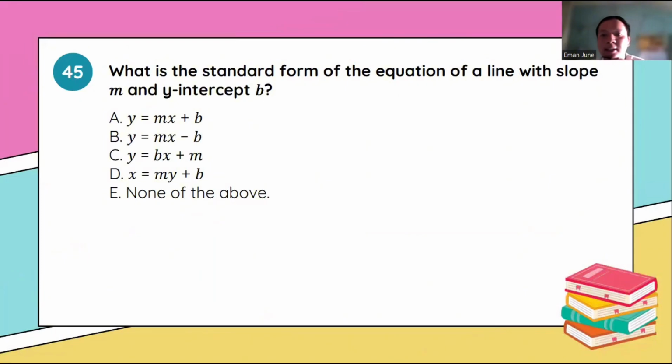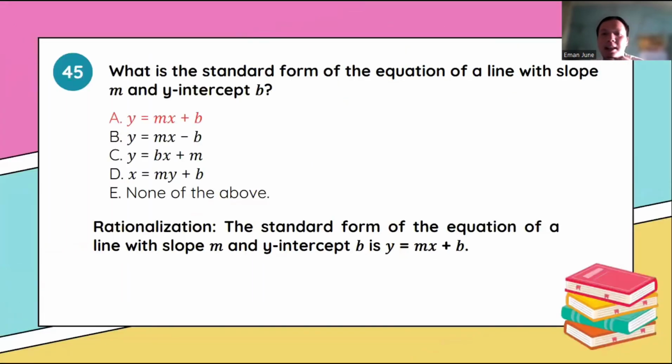What is the standard form of the equation of a line with a slope m and y-intercept b? A, y is equal to mx plus b. B, y is equal to mx minus b. C, y is equal to bx plus m. D, x is equal to m, y plus b. Or E, none of the above. So the answer for number 45 is letter A, y is equal to mx plus b.